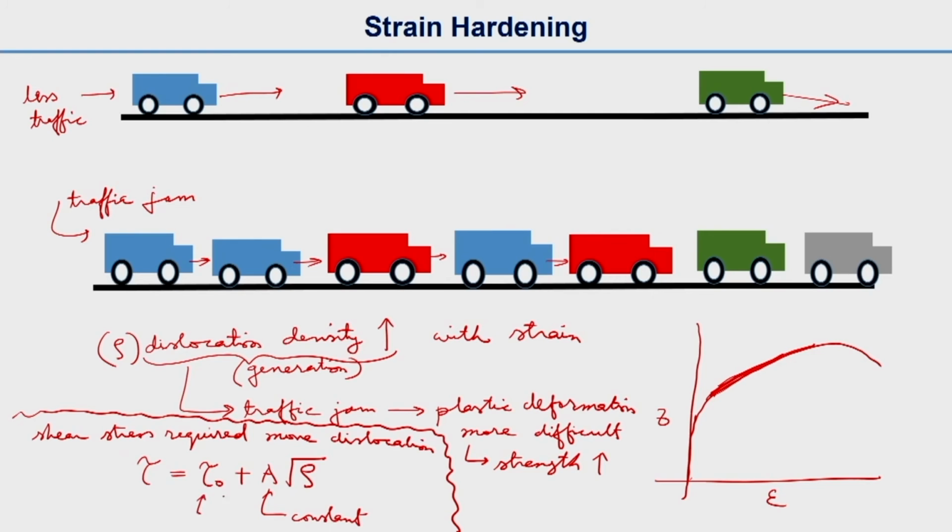You can check this relationship in a materials book. This is the base stress when there are no other dislocations or no interaction with other dislocations. What we are showing here is that the shear stress required depends on the dislocation density. So if rho increases, then tau will also increase. That's what this relation says. It's an empirical relation.